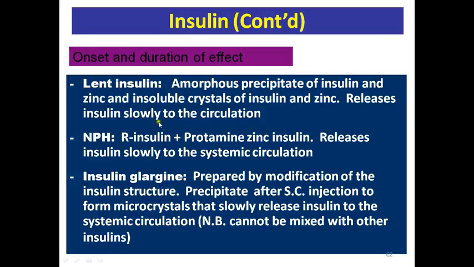Then there is long-acting insulin, Lente insulin. It's a precipitate of insulin with zinc and insoluble crystals of insulin zinc. It is slowly released in the body. NPH has regular insulin along with protamine zinc insulin, so it is also released slowly in the body. And then we have glargine. It is a modified structure of insulin having microcrystals, and it is released very slowly in the circulation. This cannot be mixed with other insulins.